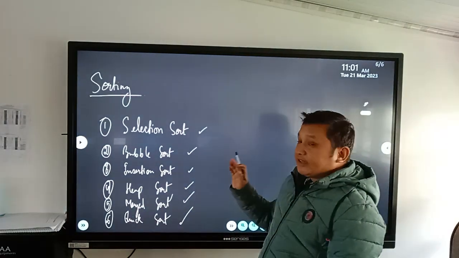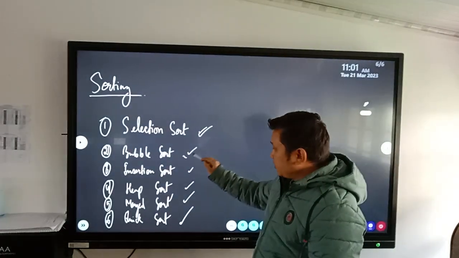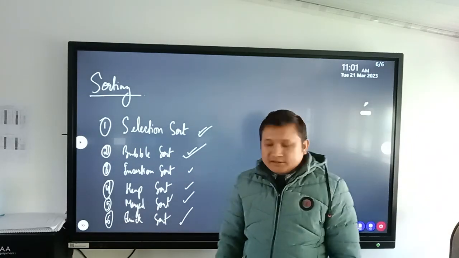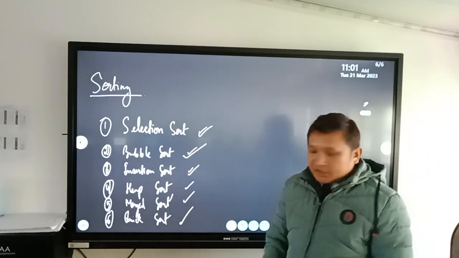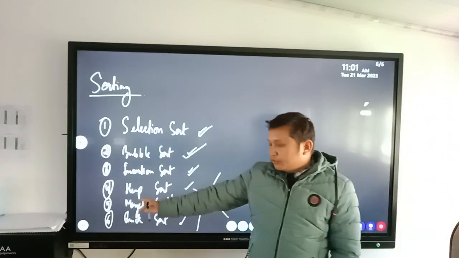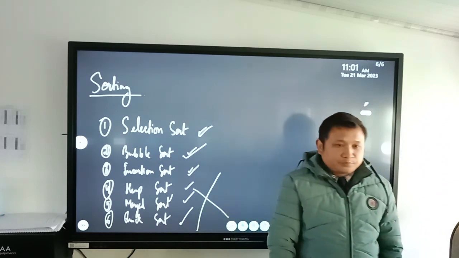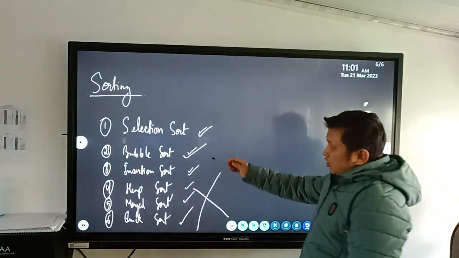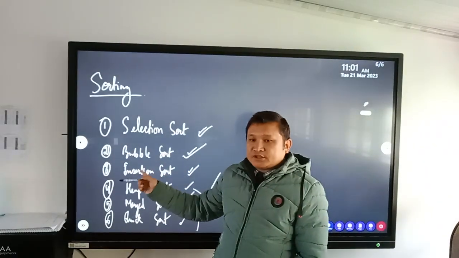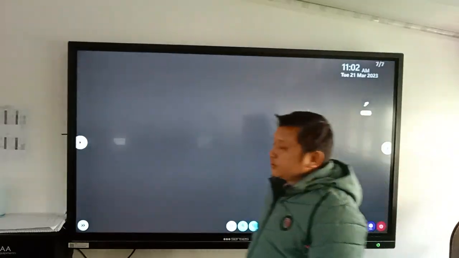But in your ICSE class 10, only two sorts have been added, selection sort and bubble sort. In class 12, only one sorting is there after that, that is insertion sort. The rest will not be done. But if you are a BTech student, then you need to do heap sort, merge sort, or quick sort also. Now, first we will do selection sort.